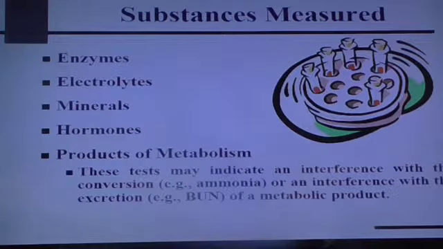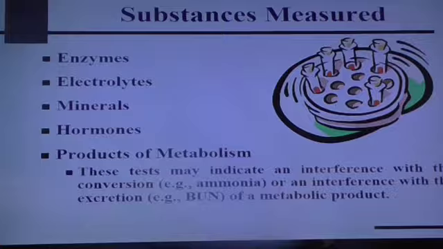And the products of metabolism can indicate if you have interference with the conversion or interference with the excretion. In other words, what is a product of amino acid metabolism? One product: ammonia, NH3, which reacts with H and gives you ammonium, right? And so if I have elevated blood ammonia levels, what might that tell me about my liver function? Not working, that's a hepatic insufficiency. And so that could tell me.